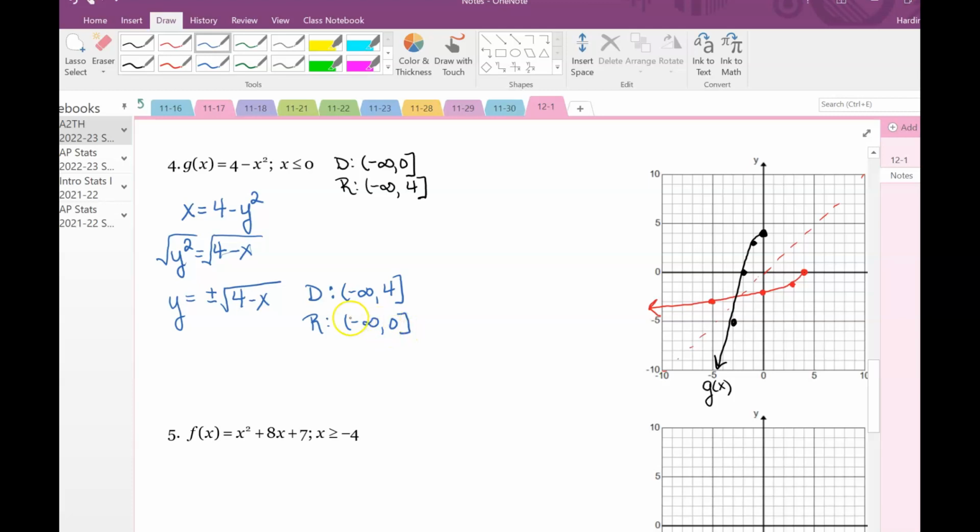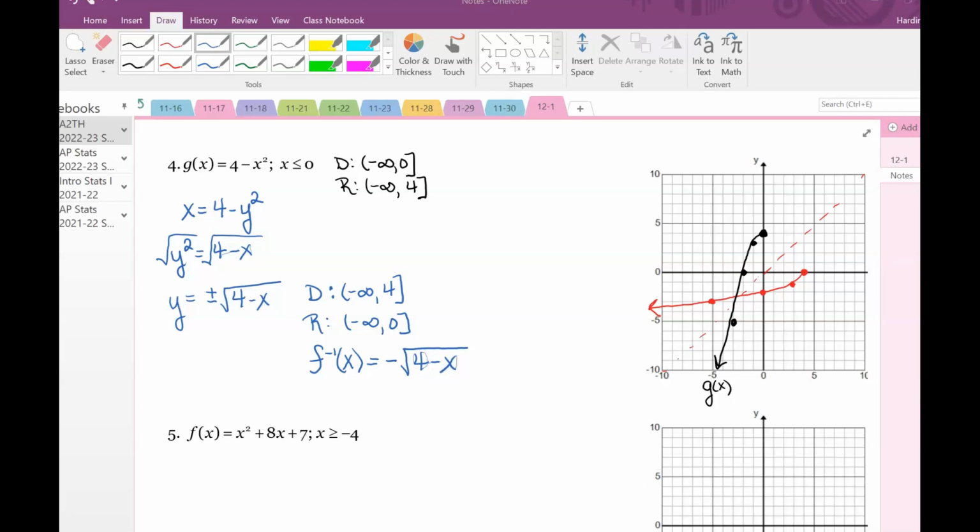So if I want 0 or smaller, that's negative numbers. So this is a case where you'd actually keep the negative. Or if you look at the red graph, this is a square root function that's been reflected over the x-axis, which means that there would be a negative in front. So the inverse function rule is the opposite of the square root of 4 minus x.